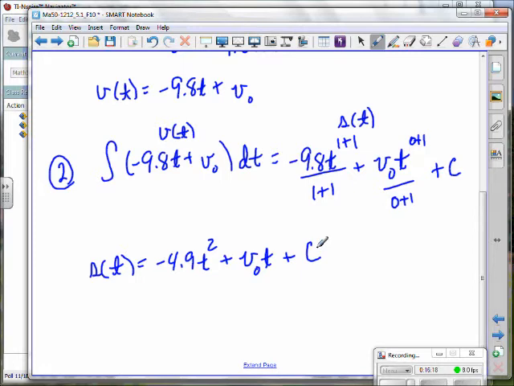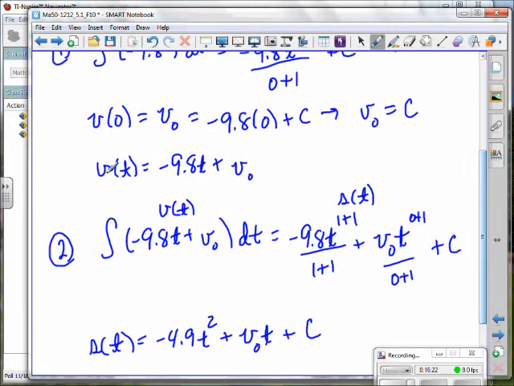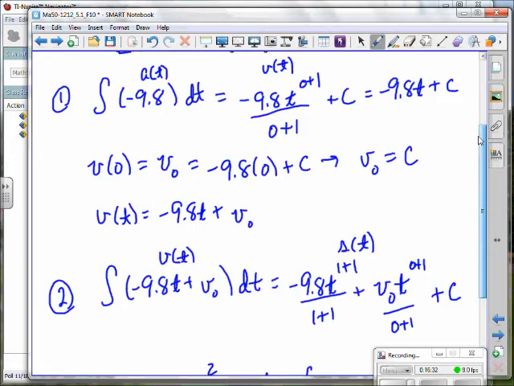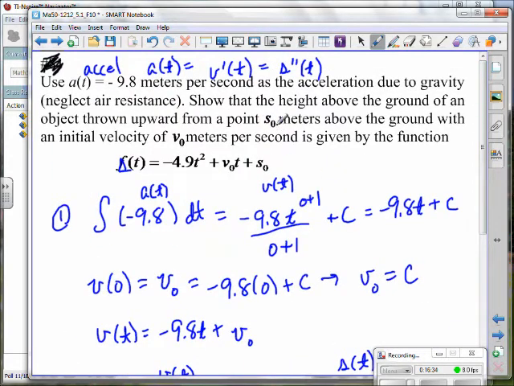Okay, now let's do the same logic that we did up here on this one. Now remember, s of t is position above the earth. What does s sub 0 stand for? The initial height above the earth. If I'm going to stand 10 feet off the ground and throw something, it's going to have a different position above the earth after 2 seconds than if I stand down here and do it.